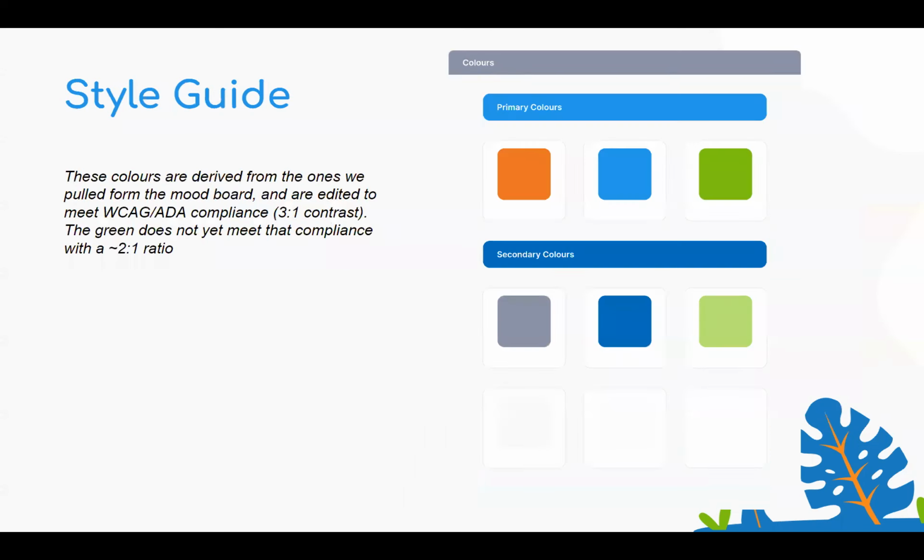Next slide. This is the start of the style guide, and we've realized that if we're going to make an accessible application, we have to derive colors from the ones we pull from the MoodBoard and edit them to meet WCAG compliance, 3:1 for large text and for components. The green, however, does not meet the compliance with a white background. That's just for illustrative purposes.